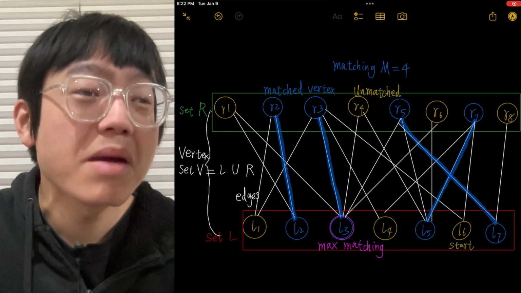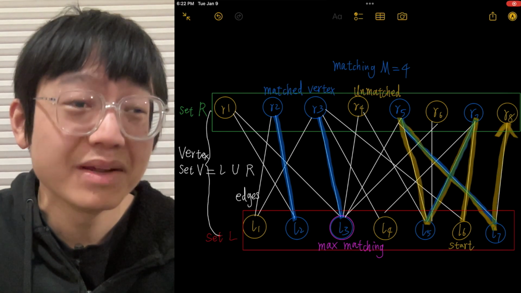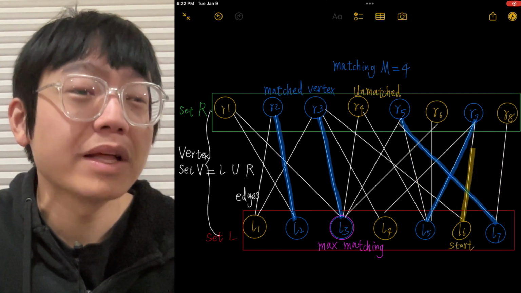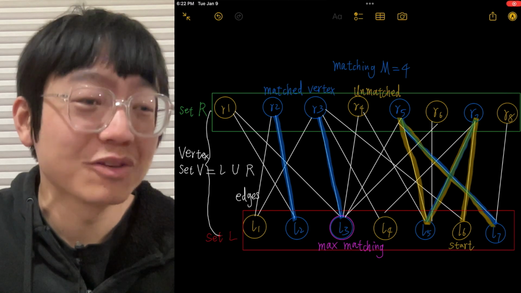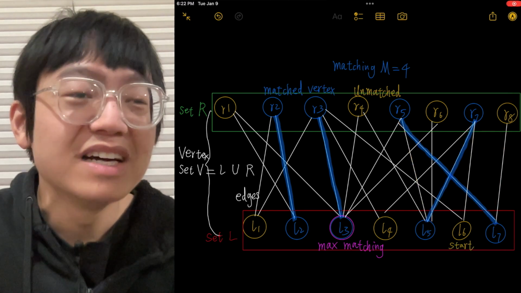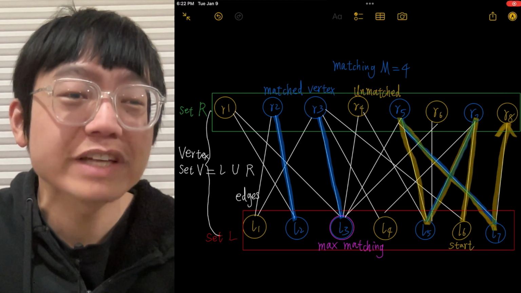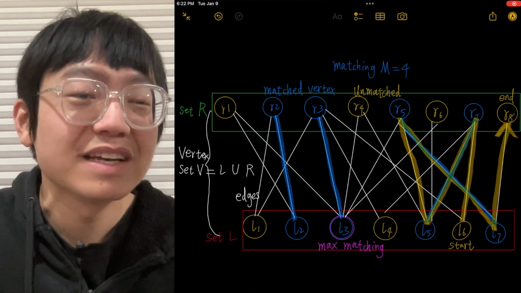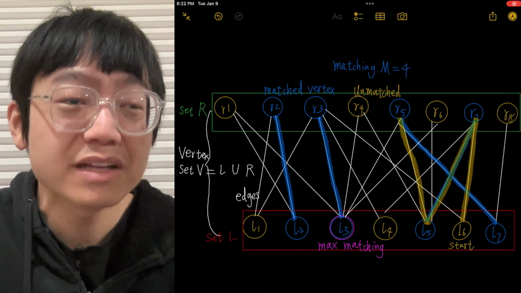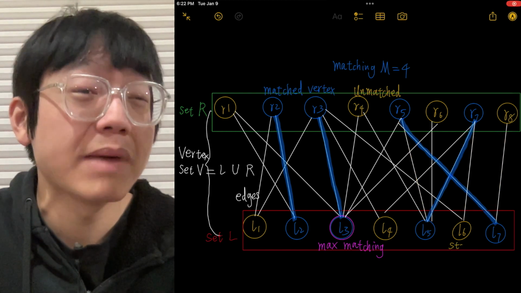An M-augmenting path is a path that alternates between edges that are not in the matching M and the edges that are already in M. So let's start from an unmatched vertex in the L set and end at an unmatched vertex in the R set. The existence of the M-augmenting path indicates that the current matching M is not maximum, as it can be augmented or improved by swapping the edges along the path, which means we just remove the matched ones and include the unmatched ones.